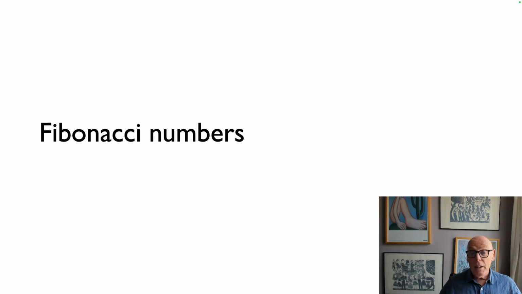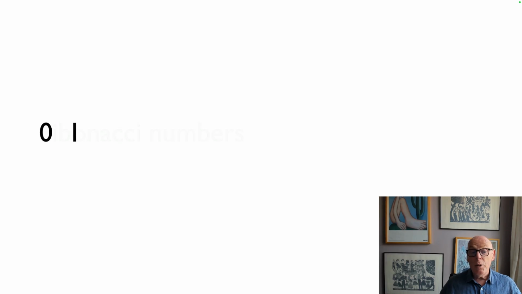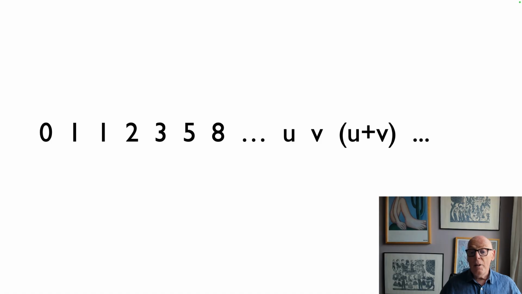Just to remind you, in case you've not seen the Fibonacci numbers before, the way they work is that the sequence starts 0 and 1, and then you get the next number in the sequence by adding the two predecessors together. So 0 and 1 make 1, 1 and 1 make 2, 1 and 2 make 3, 2 and 3 make 5, 3 and 5 make 8, and so on. In general, if you've got two successive numbers u and v, the next number is u plus v.